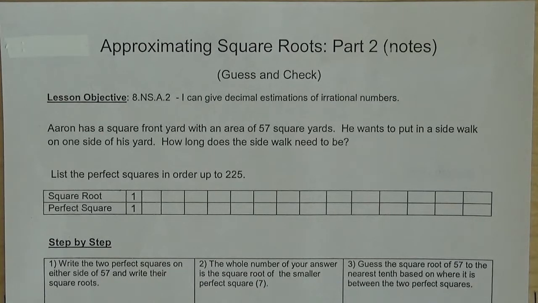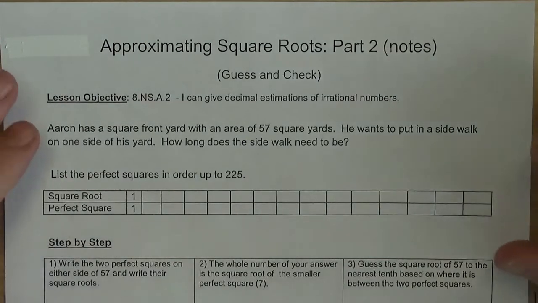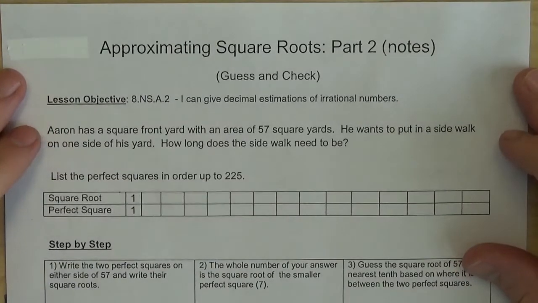Our lesson objective is I can give decimal estimations of irrational numbers. It's the same objective we've had for the past few days where, remember, each square root that's not a perfect square is an irrational number. So these square roots that we're doing are irrational, but we're going to write an estimation for them, a decimal that ends, because you can't write the whole thing, it goes on and on forever.